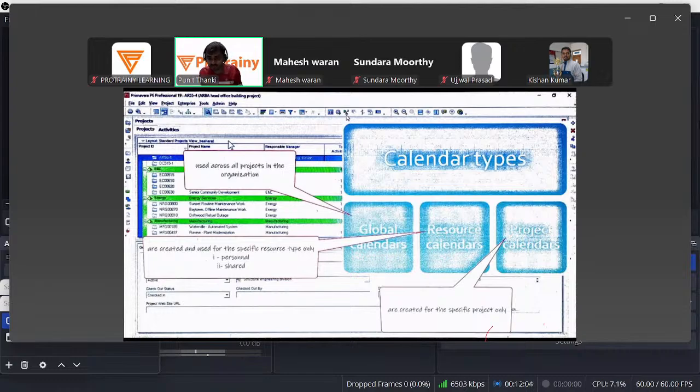Now, project calendars are specific to a project only. There are multiple projects going on in Tata Motors. Let's say Tata Motors.